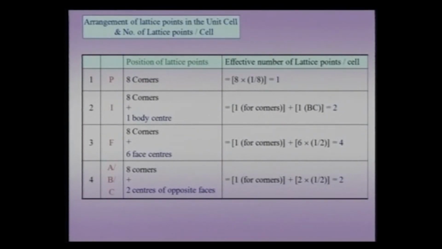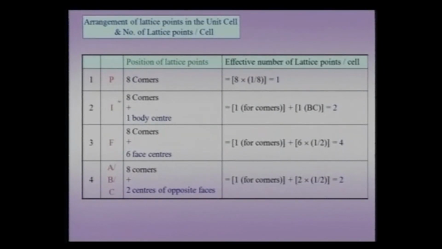Now in a primitive lattice, each lattice point at the corner contributes only an average of 1/8. Of course, depending on the shape of the lattice, these contributions may or may not be equal, as we have seen before, but typically you have 8 of them contributing 1/8 on an average, giving rise to 1 lattice contribution in the case of a primitive unit cell. Therefore, primitive automatically implies 1 lattice point per cell.